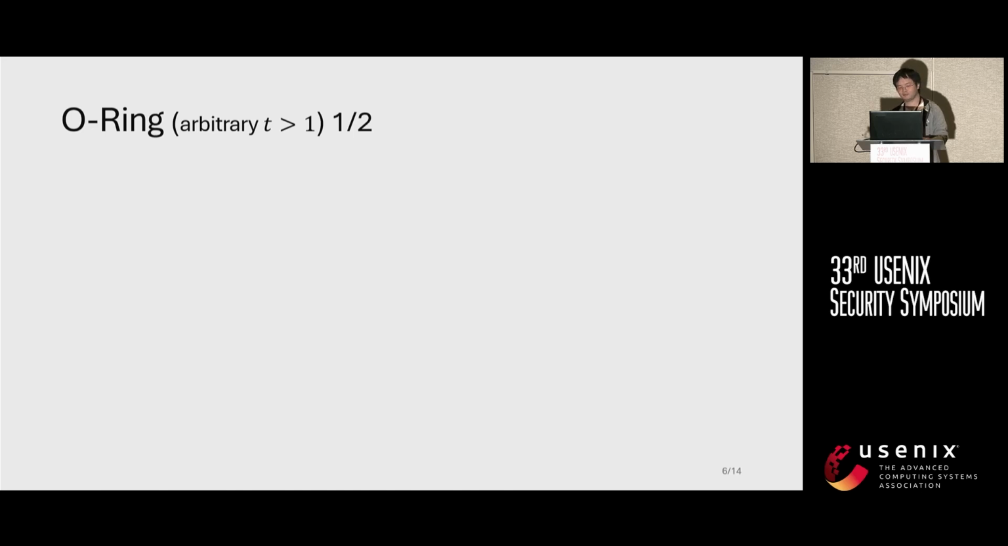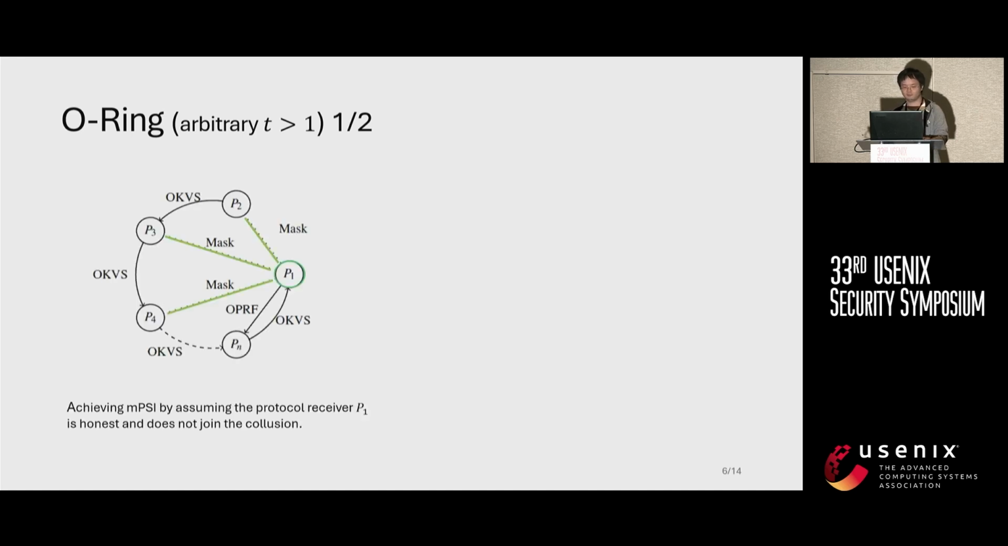So after we introduce a ring for T equals 1, we want to build a protocol that can be secure against an arbitrary number of colluders. Okay, here's our design. First we need to have an assumption. Let's assume P1 is honest, so he or she will not join the collusion.